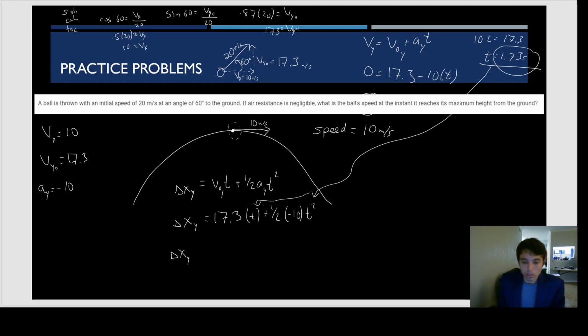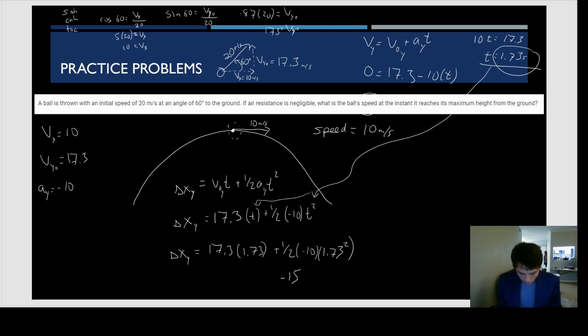Delta x subscript y equals 17.3 times 1.73 plus 1/2 times a -10 times a 1.73 squared. I plug in the math. Let's do it real quick. 1.73 squared, times a -10, times 1/2. Okay, that's -15 essentially. I got -14.96, but it's called -15.